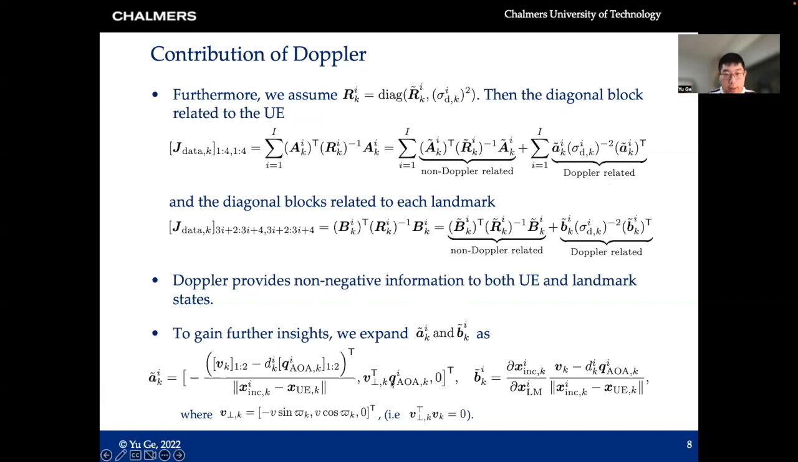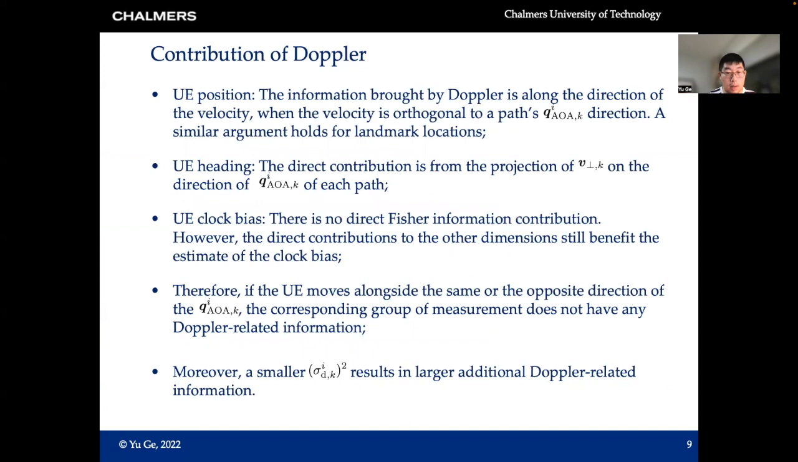To gain further insight, we expand the Doppler-related Jacobians as these two equations. From these two equations, we can see that for the UE position, the information brought by the Doppler is alongside the direction of the velocity, when the velocity is orthogonal to the path's angle of arrival direction. That also means that when the velocity is parallel to the path's AOA direction, the Doppler of that path does not provide any direct feature information. A similar argument holds for the landmark state.